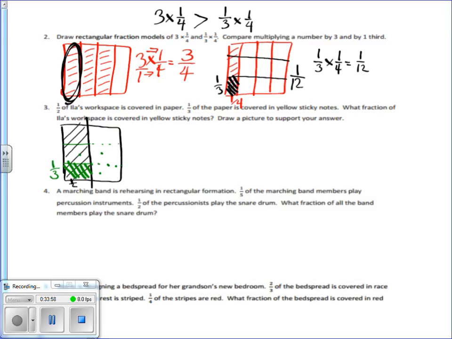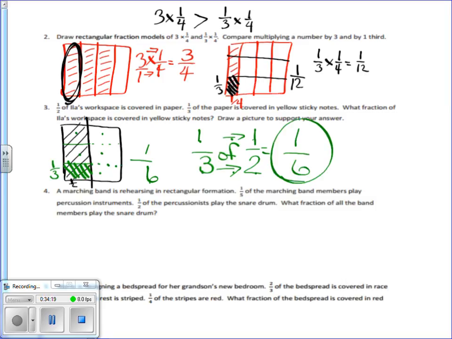So we have 1, 2, 3, 4, 5, 6 total pieces. How many are shaded in? 1. 1/3 of 1/2. Multiply across. 1 times 1 is 1. 3 times 2 is 6. 1/2.